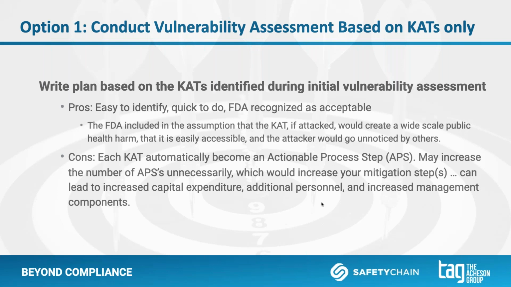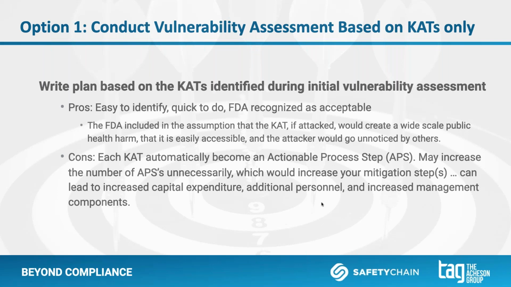However, there's a con to that. So the drawback to that, or I should say the downfall to that, is that no matter what CAT you identify, it automatically becomes an actual process step. So if you have an actual process step, that kicks in further requirements. So just think it means more work, right? It could increase the number of actual process steps unnecessarily, which would increase your mitigation steps. When you have to implement a mitigation strategy, sometimes that costs a lot of money.